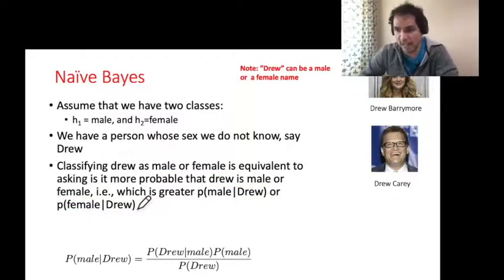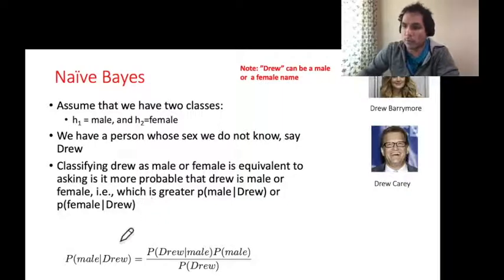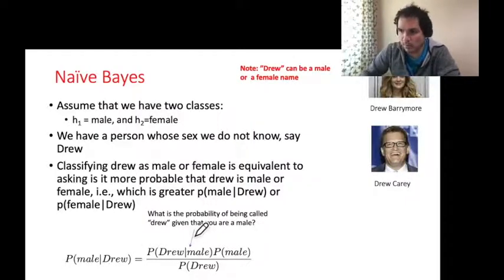So if we use the naive Bayes theorem, we compute the probability of male, given that this is Drew, using the naive Bayes theorem. This is just what was mentioned before. You just need to be familiar with the theorem. All we have to do is compute the probabilities.